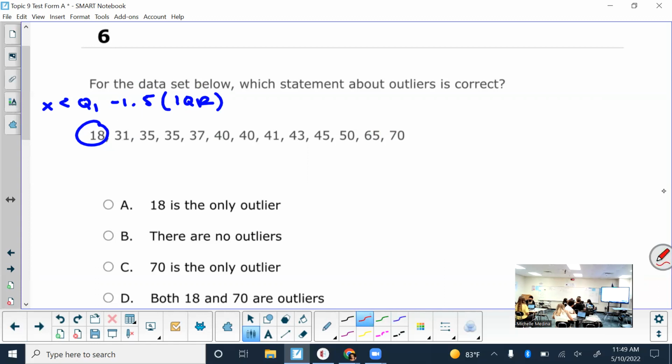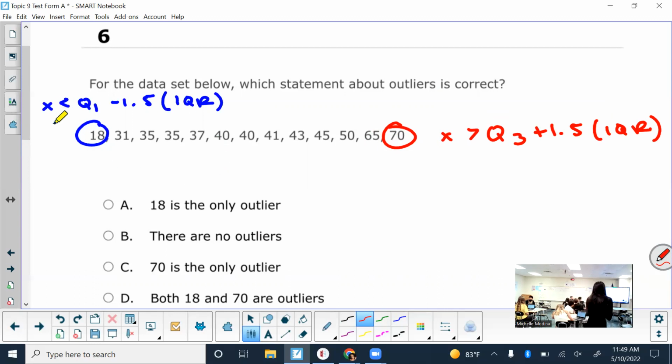To test the 70, what equation would I use? The one on the right, so the one where it's x greater than Q3 plus 1.5 times the IQR. Because the 70 is greater than the rest of the data. So basically you need to find your Q1 and Q3, because what's the formula for IQR? Q3 minus Q1, so you need to identify those.